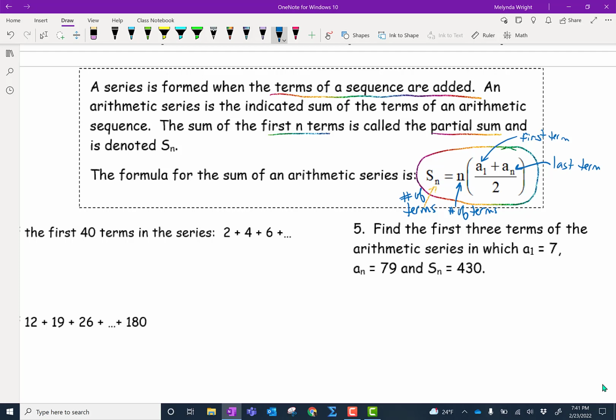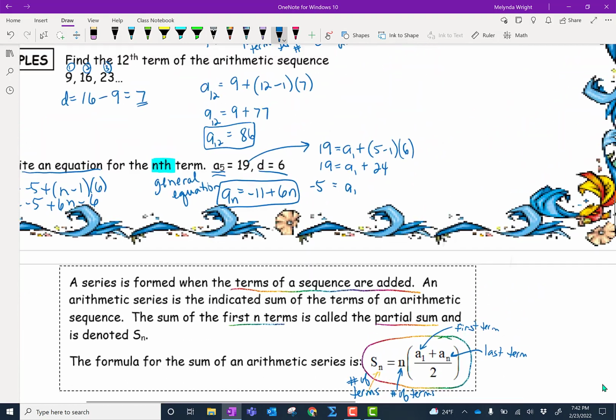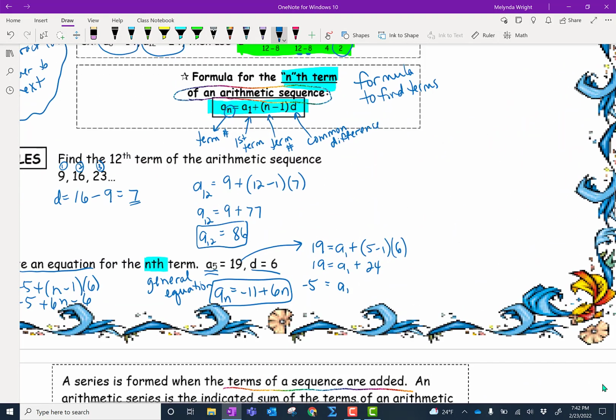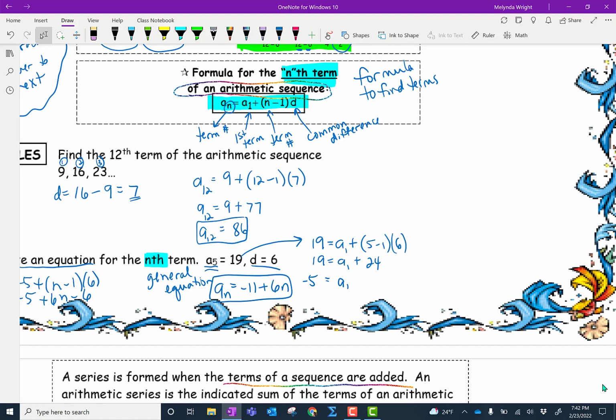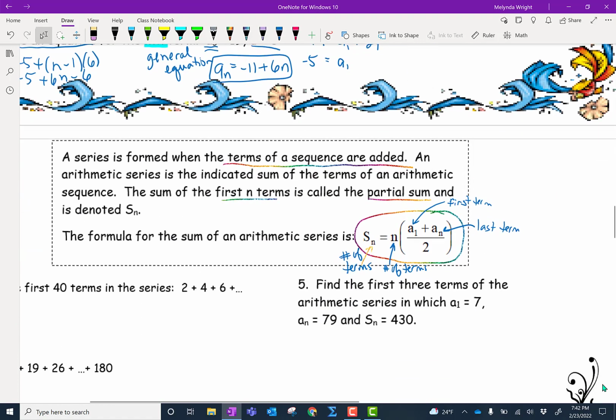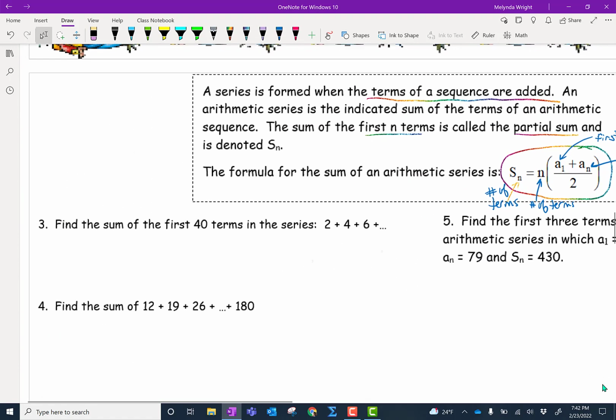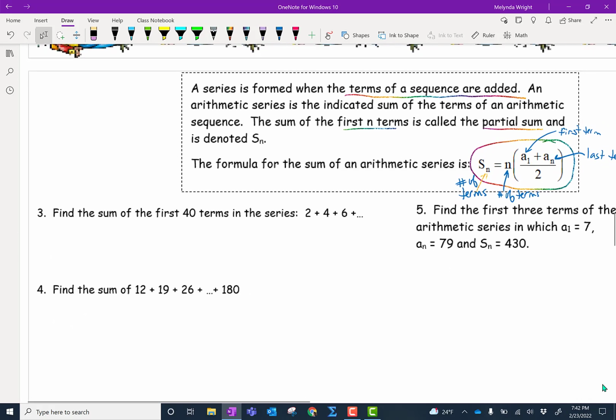Okay, so let's see a variety of things to do. When finding the partial sum, we may also need information to find the last term, which means we're probably going to need this sequence formula up here so we could find a specific term. Okay, so let's see what we're faced with here. The first one is find the sum of the first 40 terms. Okay, that's kind of crazy.